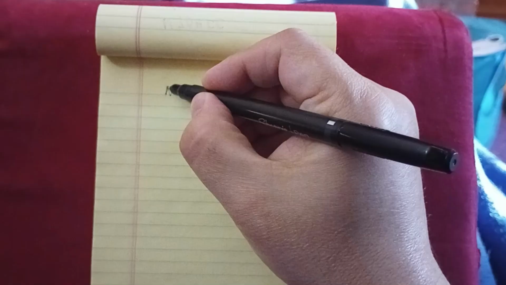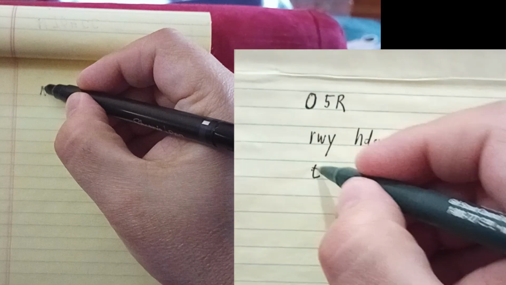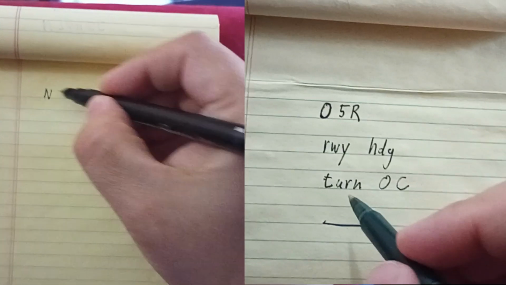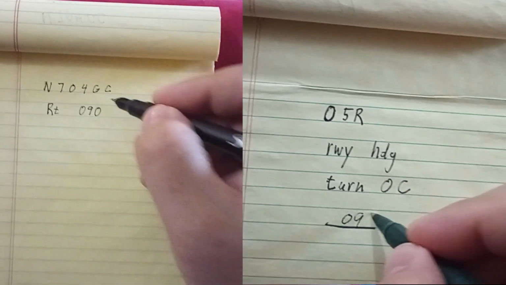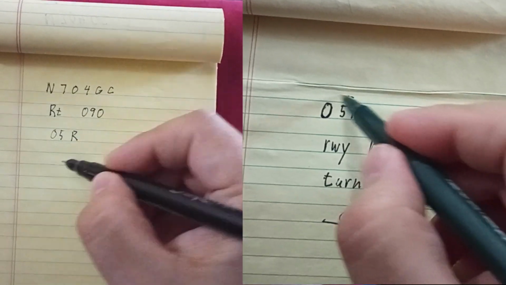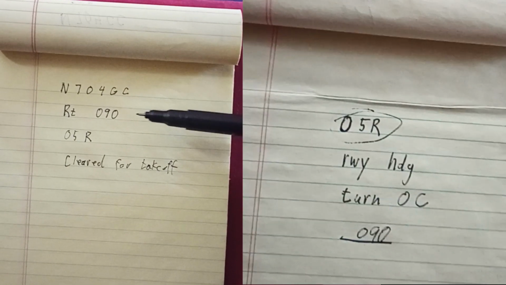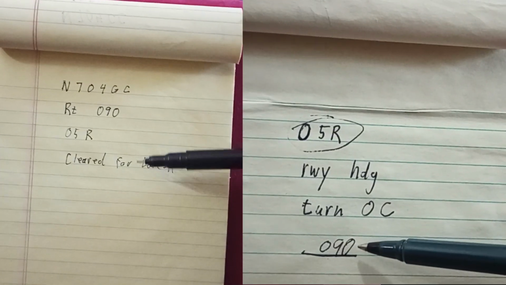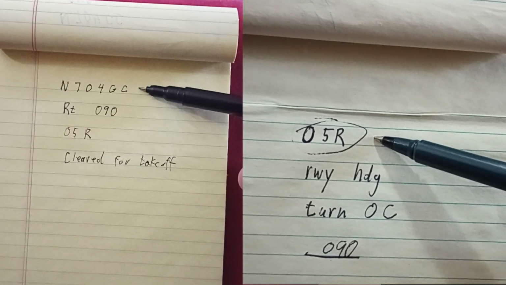So a takeoff clearance that I might get: on the left is what's being spoken, on the right is what I'm actually writing down in the moment. November 704 Golf Charlie, right turn 090, runway 05 right, cleared for takeoff. And then I read it back. Right turn 090, cleared for takeoff, 05 right, 704 Golf Charlie.